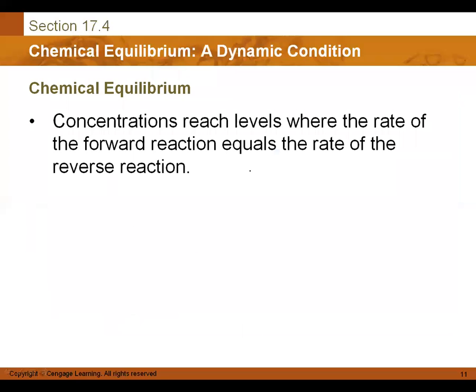So concentrations reach levels when the rate of that forward reaction equals the rate of the reverse reaction. And as we've been talking about, that is essentially when everybody sort of gets locked into place.